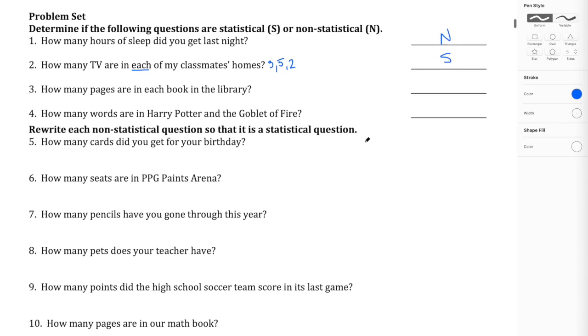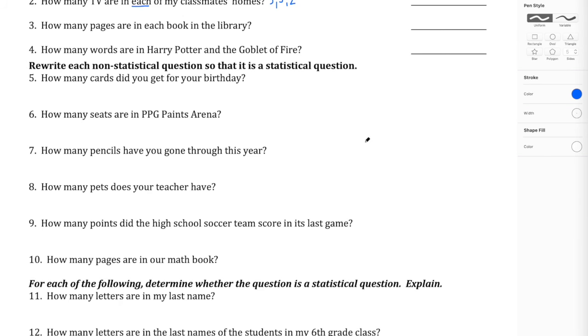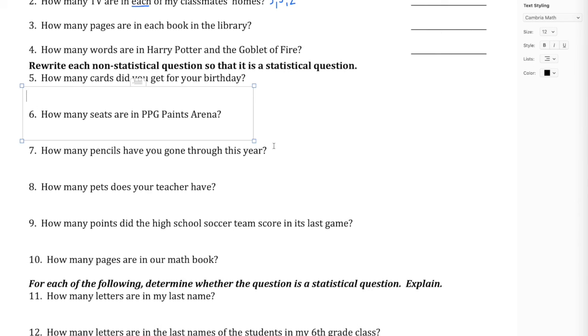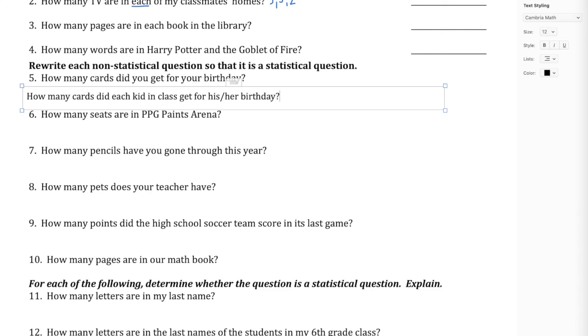Okay. We also might be given a question that is non-statistical and asked how we can rewrite it as a statistical question. There could be a couple of ways to go about doing this. So if we ask, how many cards did you get for your birthday? Well, as it's written, it's not statistical. So we could say, how many cards did each kid in class get for his or her birthday? That would be a way that we could turn the question to create multiple different data points, and therefore make it a statistical question.